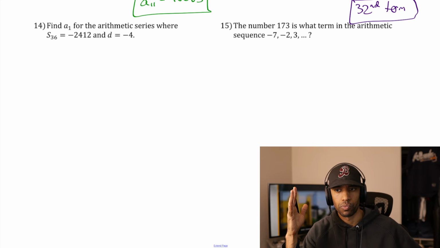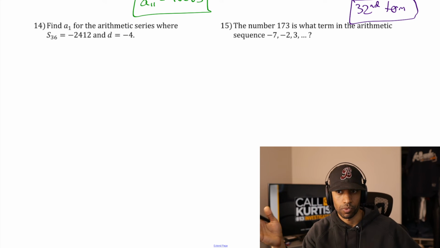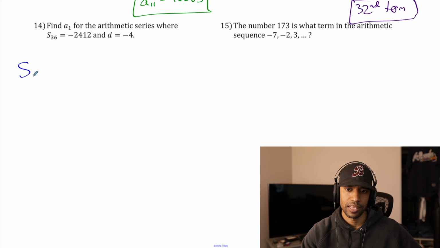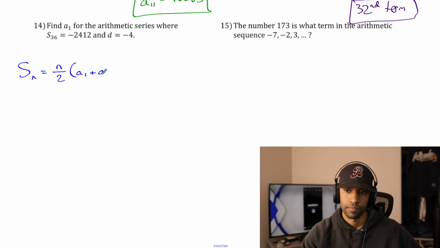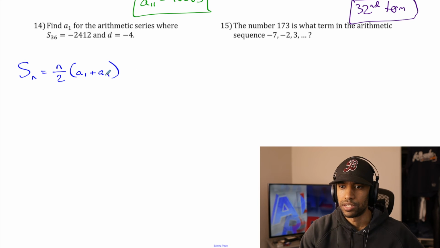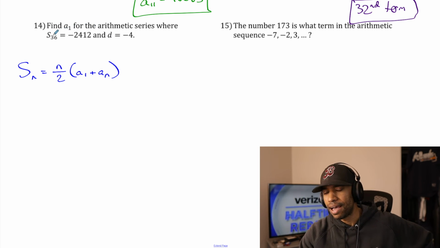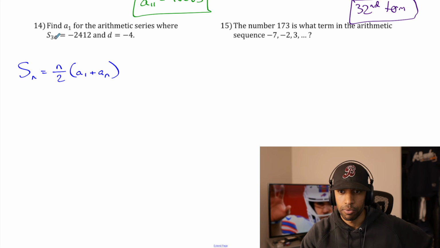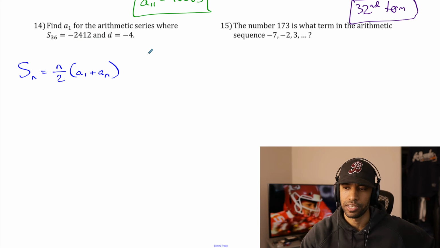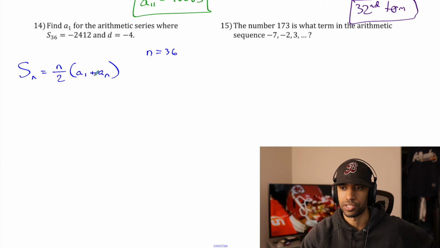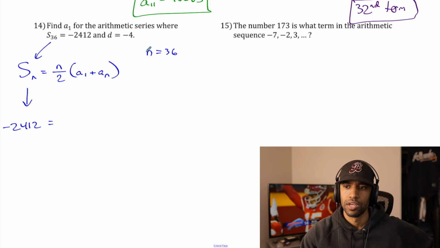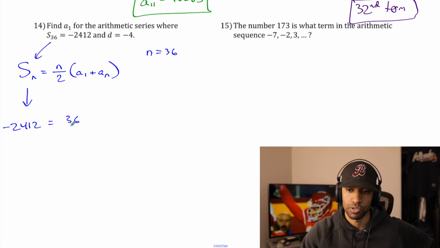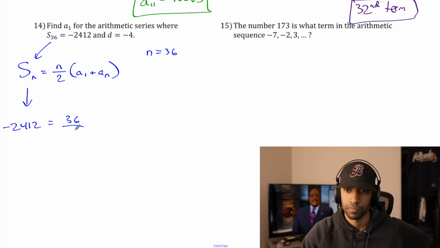Okay, so we have to find a sub 1 where the series is. Understanding that this is our formula here, we need to find a sub 1. We have the series sum, we have the number of terms, n is 36. And we have our S sub n, S sub 36, as negative 2,412. So with n being 36, we get 36 over 2.